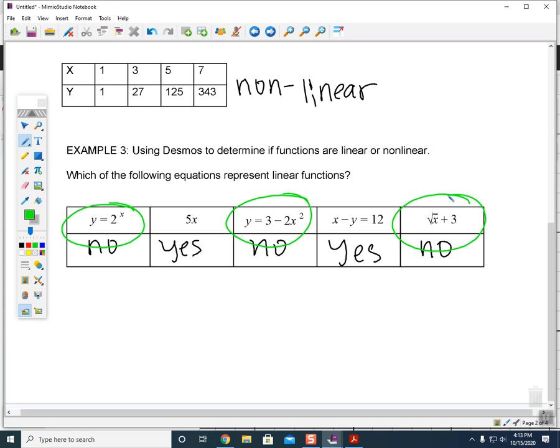Well, each of them has an exponent that is not 1. Right here, I have an exponent of x, definitely not 1. Here, I have an x squared. And this one's a little trickier, so the square root of x can be written as x to the 1/2. So this is kind of like saying x to the 1/2 plus 3 also does not have an exponent of 1. So a very quick and easy way to decide if a graph is going to be linear or nonlinear is if it's linear, my x will have an exponent of 1.